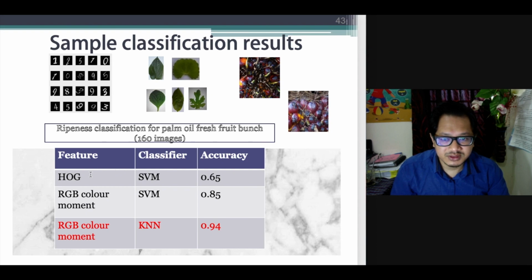Tapi this one dia just test just one feature je lah. RGB color moment dapat 985. Kalau HOG, akan dapat 0.65. Dan kalau RGB color moment, sama feature sama, tapi dia punya classifier yang lain, methods yang lain, akan dapat 0.94. Okay, dia ada increasing. Dia ada banyak, lebih sikit lah. Ini dia punya method lah. Dia sebenarnya neural network is better than SVM. Alright. Ini vector machine ni.